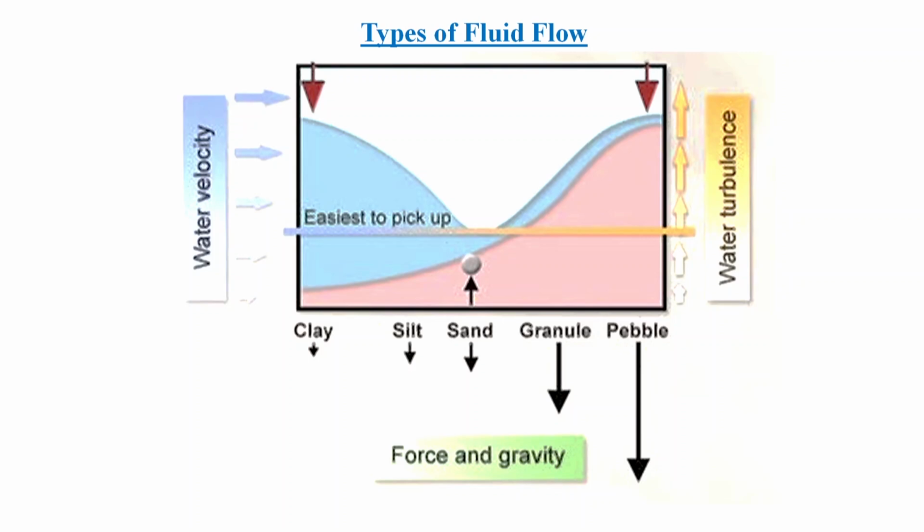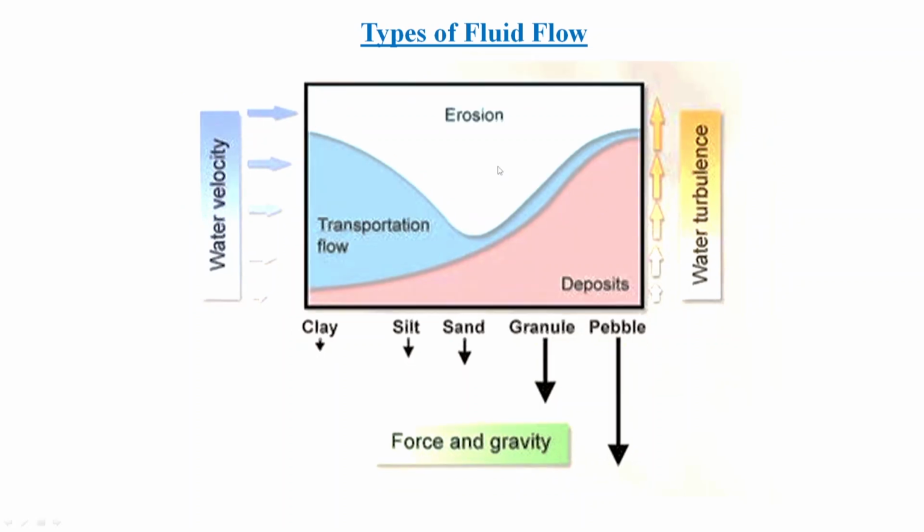Clay is easy to pick up, but it is hard to move the clay initially, and it is also quite tough to pick up pebble, which is only possible when the river has a very high amount of turbulence in it. So that's why, just based on this graph, you can have a very clear idea of what kind of deposits you will get, which material will be eroded first, and which material will be eroded at a later stage.